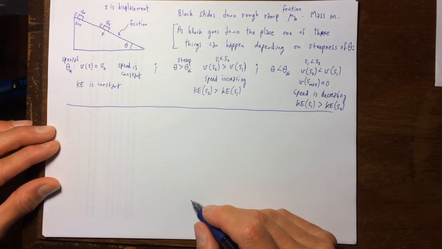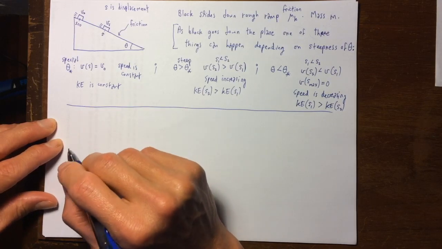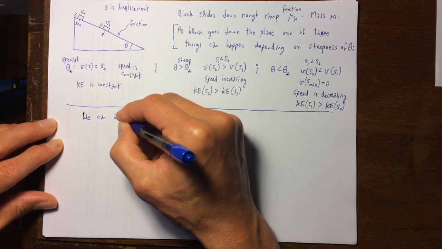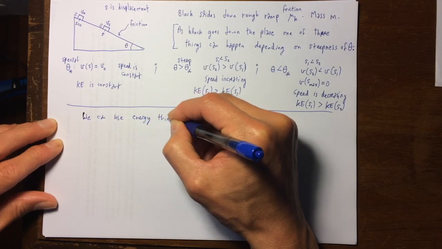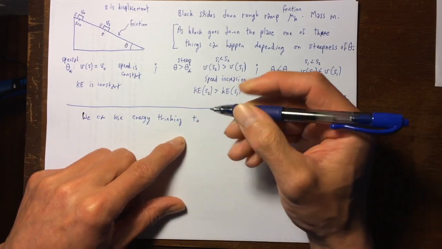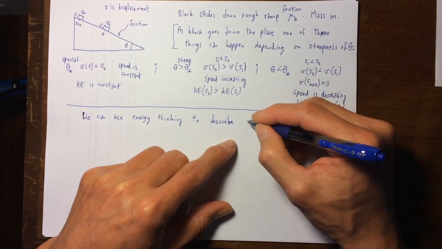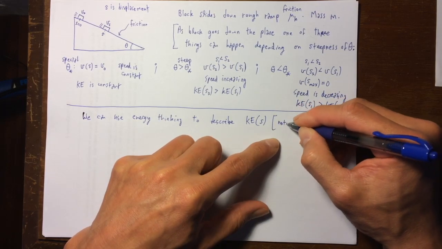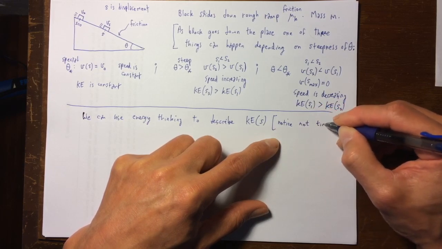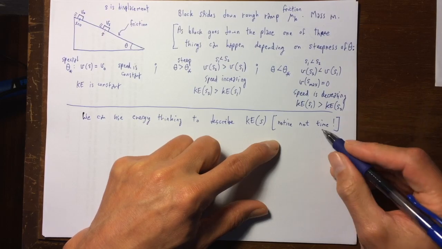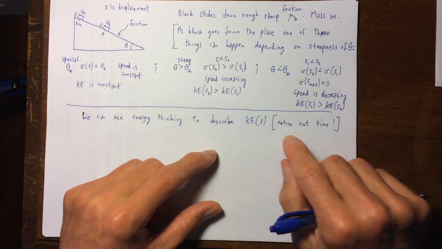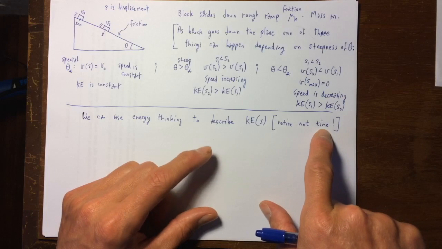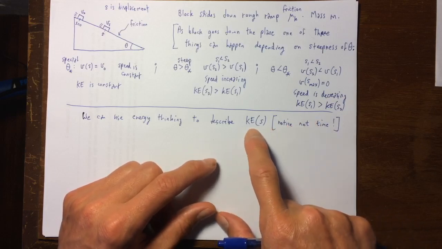So it looks like this kind of analysis, we can use energy thinking to describe the kinetic energy as a function of location. Notice that it's not a function of time. I think this is interesting. Energy kinds of thinking is the result actually of sort of getting rid of the idea of time and only paying attention to the idea of space or translation.